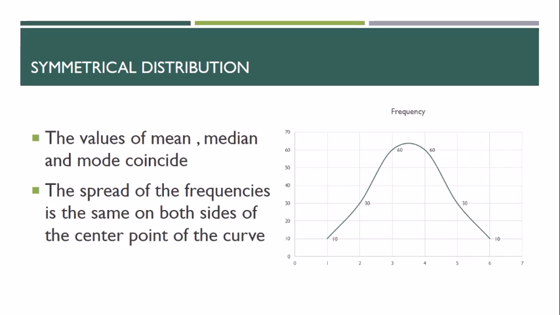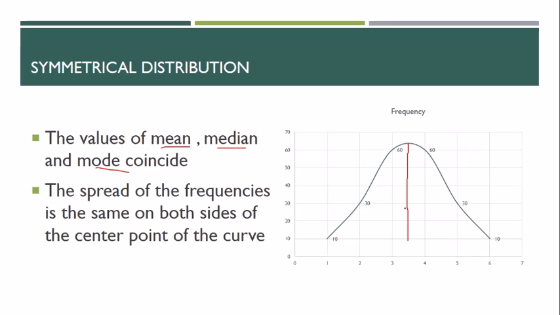We will examine in detail what exactly the measure of skewness is all about. Now as I have mentioned earlier in the definition about asymmetry, let's first examine what is symmetry when it comes to a distribution. So what is a symmetrical distribution? In a symmetrical distribution, the values of the mean, median and mode, all these three measures coincide, or all of these measures will be equal. That is, the spread of the frequencies is the same on both sides of the center point of the curve.